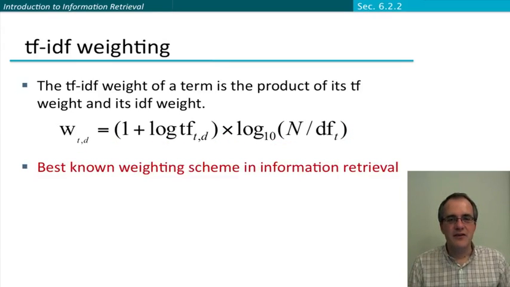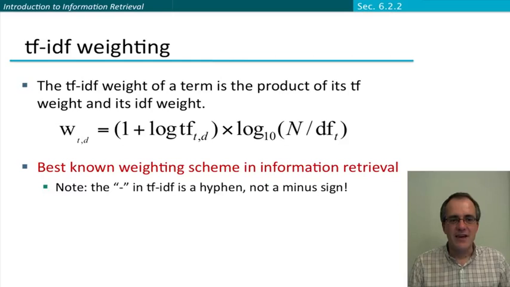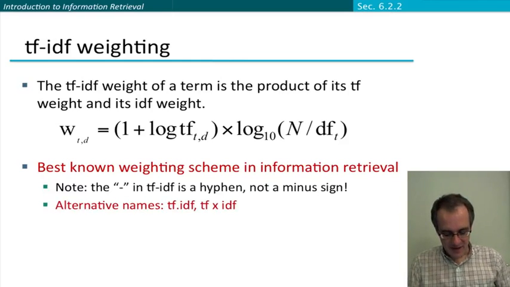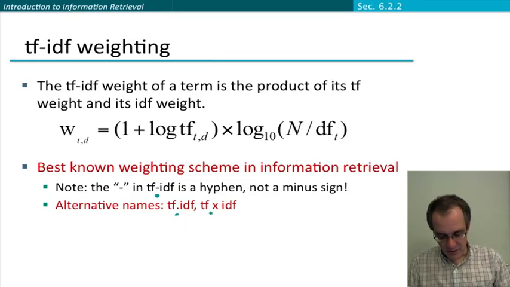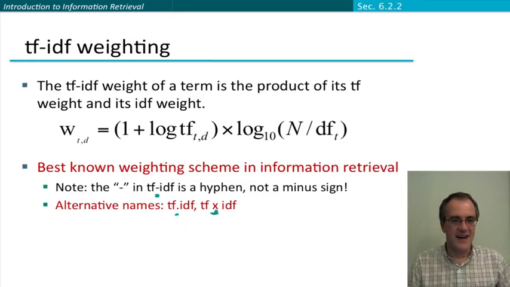This is the best known weighting scheme for terms in information retrieval. There's been a lot of research and there are many others, but if you only know one, it's the one to know. Note in particular one fine point. This little dash or hyphen here in this TF IDF weighting, that's a hyphen, it's not a minus sign, that we're taking a product. So sometimes people indicate that more explicitly by using a dot or using a multiplication sign.